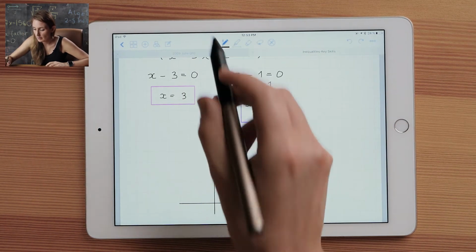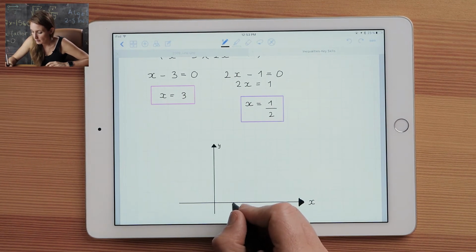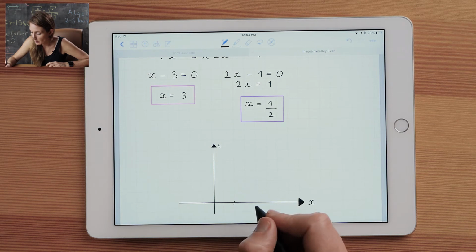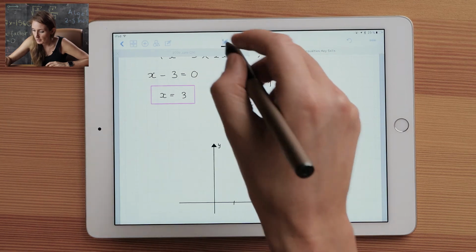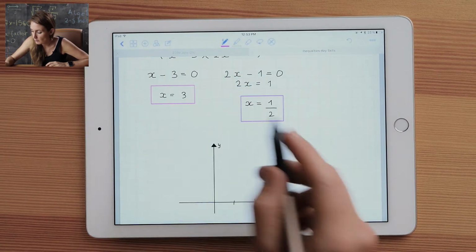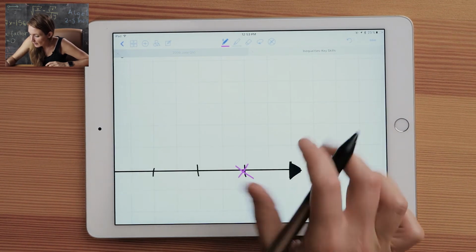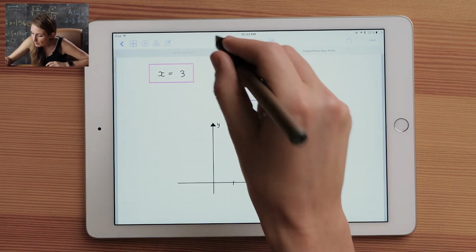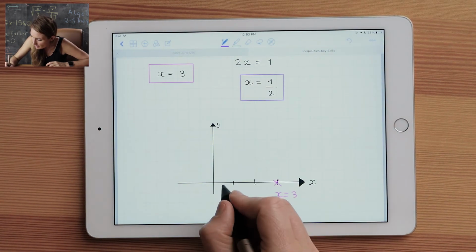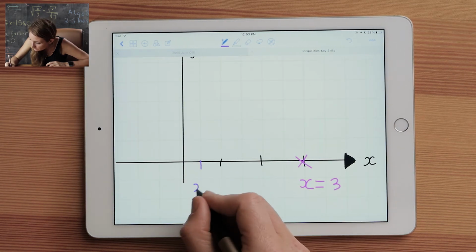Okay, I'm going to make two boxes 1. So if I put in, that would be 1, 2, 3. I'm going to put in my two solutions. So my 3 will go here. That will be x equals 3. And my purple solution, x equals a half, will be here.